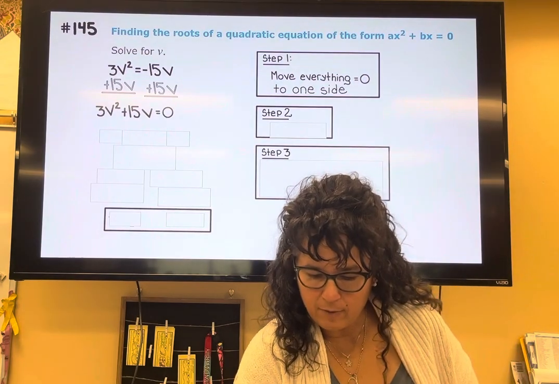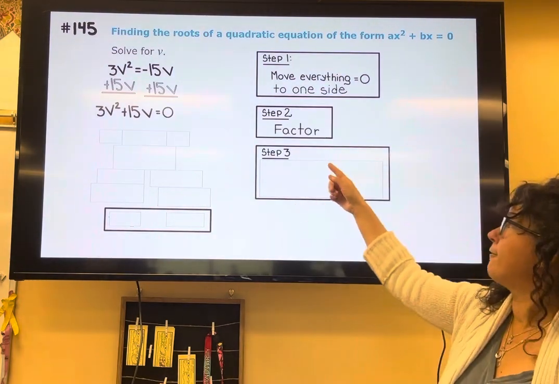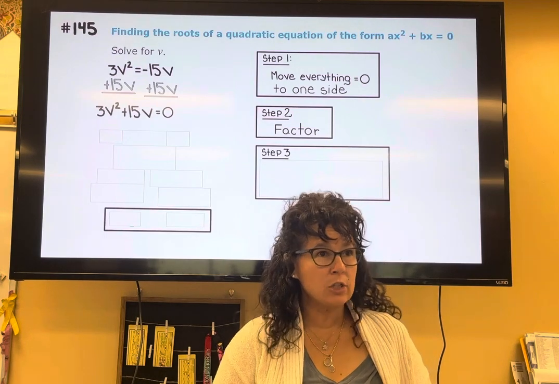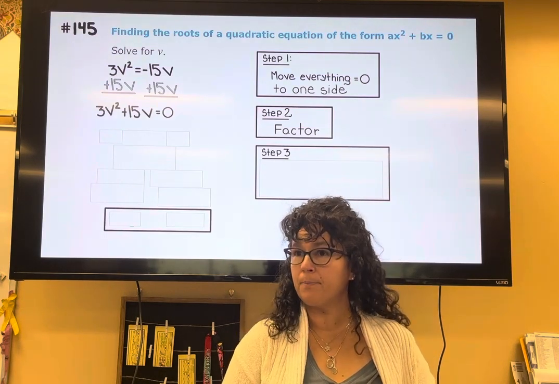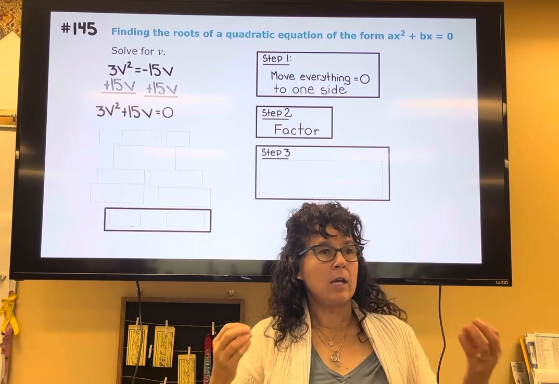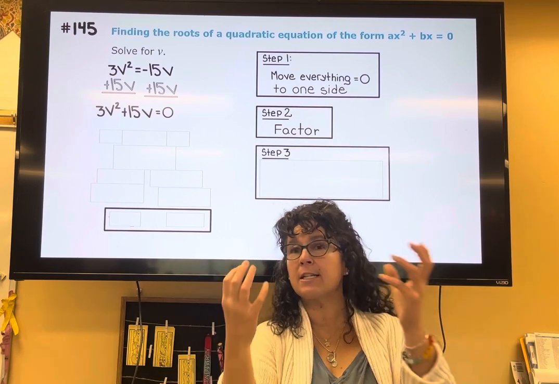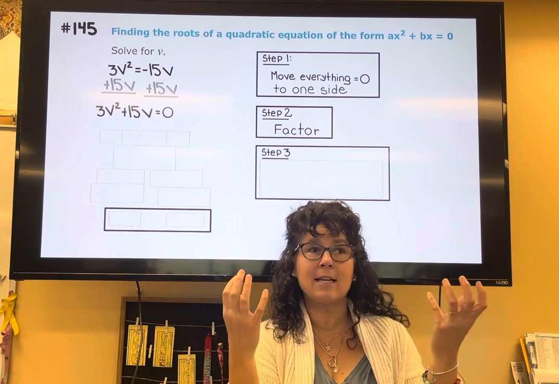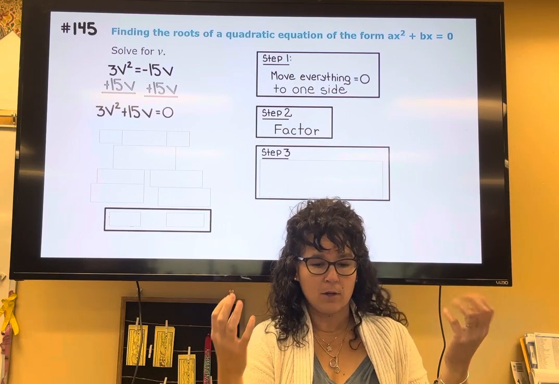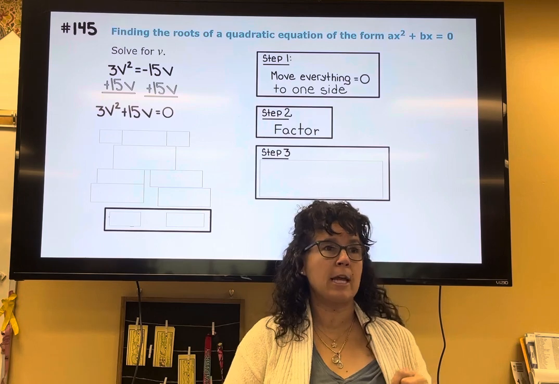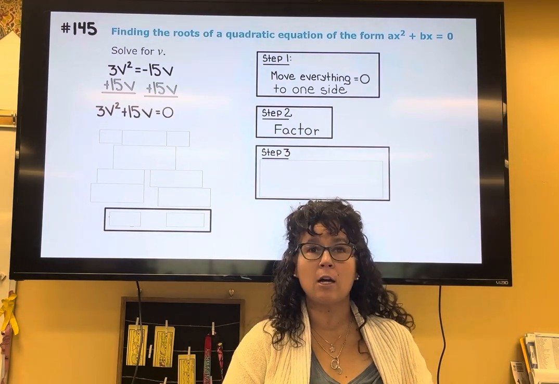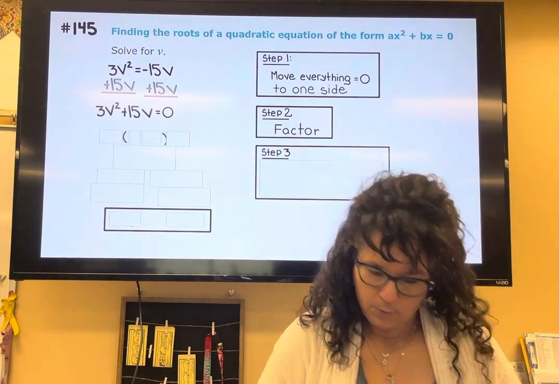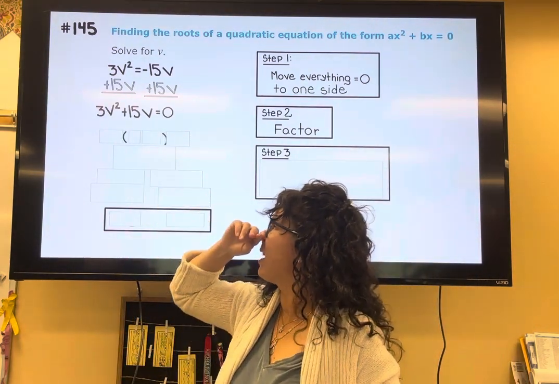Okay, now that we have everything equal to 0, we want to factor. And the reason we want to factor is factoring turns this into a multiplication problem. And in multiplication, if two things multiply together to get 0, then one of those pieces has got to be 0. So turning this into a multiplication problem, we're going to look for what's in common to both and then put the leftover inside of parentheses.